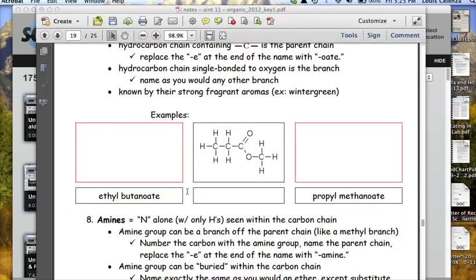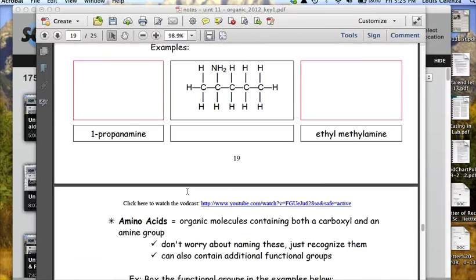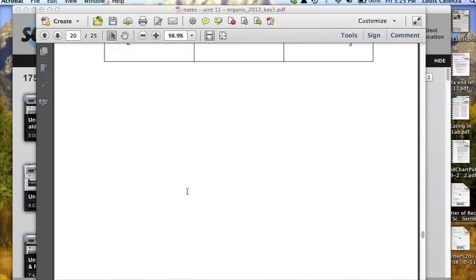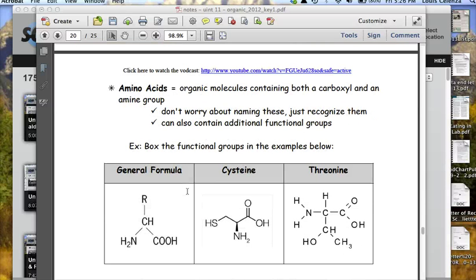Okay. I'm missing amides. Don't see it. Okay. So I guess we're not going to worry about it.